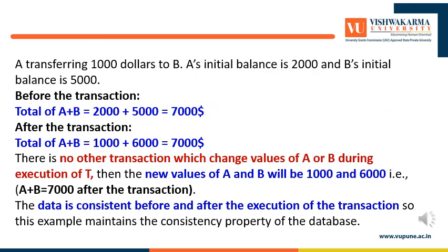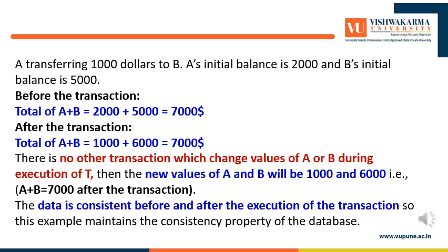Consider transferring $1,000 from A to B. A's initial balance is 2000. B's initial balance is 5000. Before the transaction, the total of A plus B is equal to 2000 plus 5000, which is equal to $7,000. After the transaction, the total of A plus B is equal to 1000 plus 6000, which is equal to $7,000.